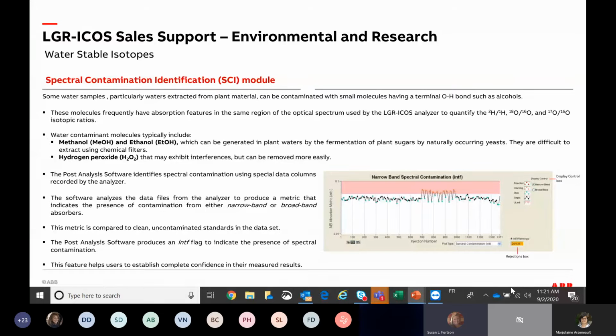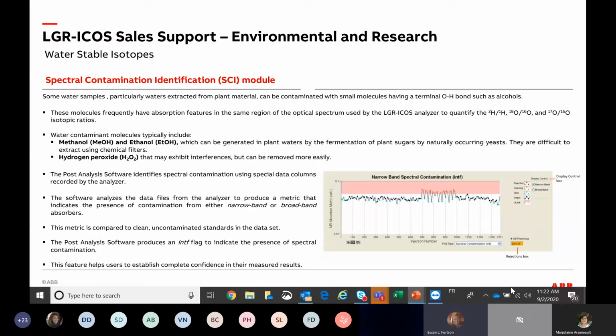These can be generated in plant waters by the fermentation of plant sugars by naturally occurring yeasts. They are both difficult to extract using chemical filters. And also hydrogen peroxide, which could exhibit interferences as well. However, it can be removed much more easily. The post-analysis software is capable of identifying these spectral contaminations using spectral data columns recorded by the analyzer.